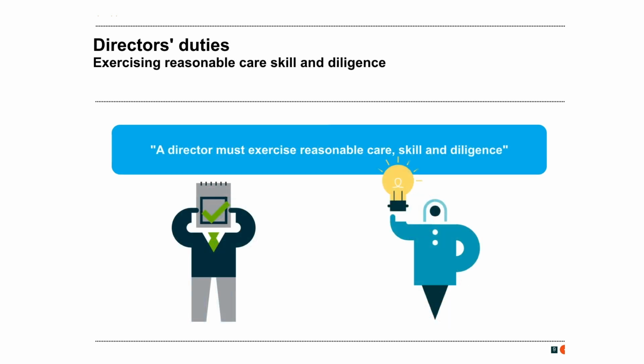The next duty is the duty to exercise reasonable care, skill and diligence. This duty introduces a two-part test to establish the standard of care expected of a director. The first part is an objective test under which a director must exercise the care, skill and diligence that would be expected of a person carrying out the functions carried out by that director in relation to the company. So what kind of behaviour would satisfy this objective test?